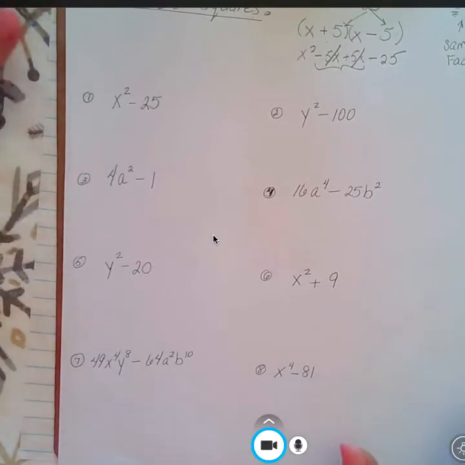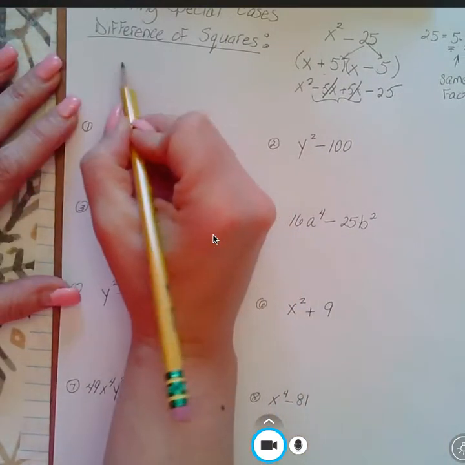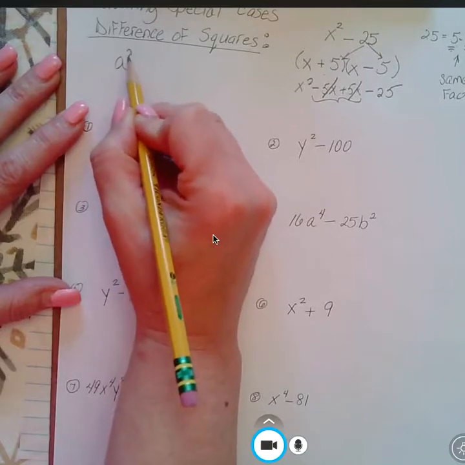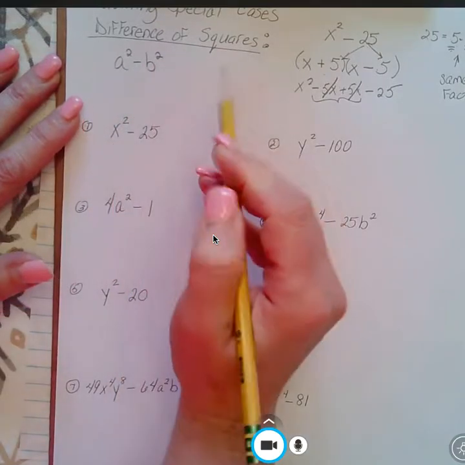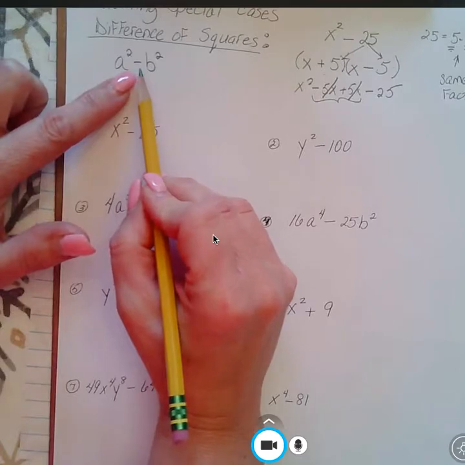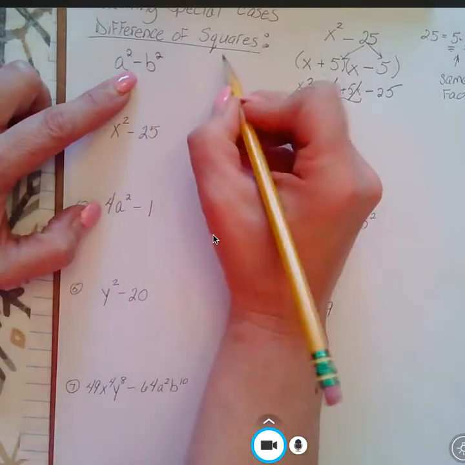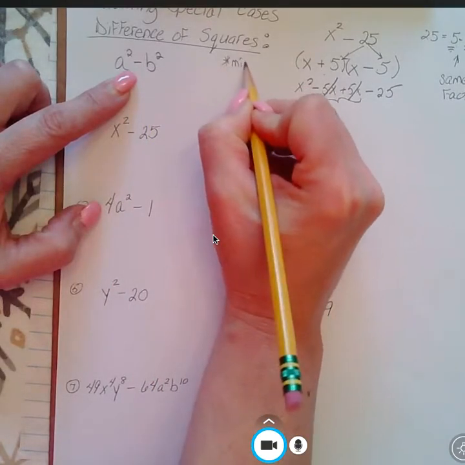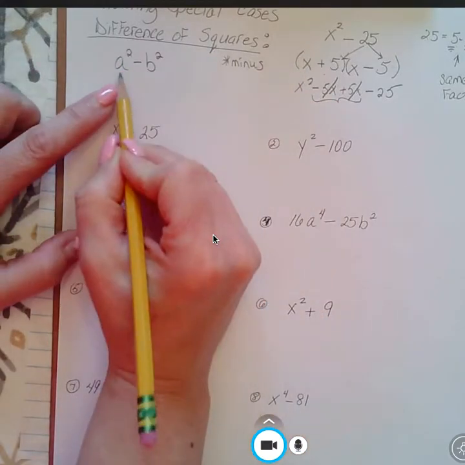Oh, you know what? Let's give you a basic definition. So now a squared minus b squared. Okay, so it's the difference. You must have a minus sign. Must have a minus. Of squares, two terms.